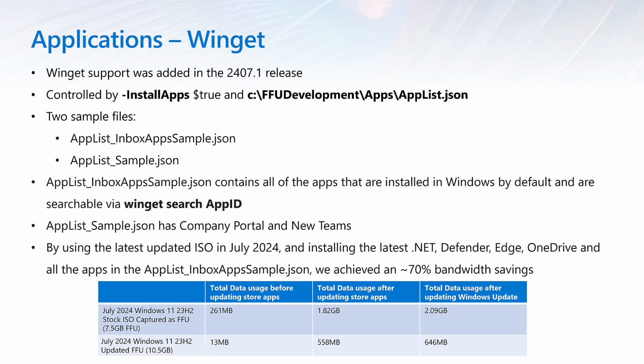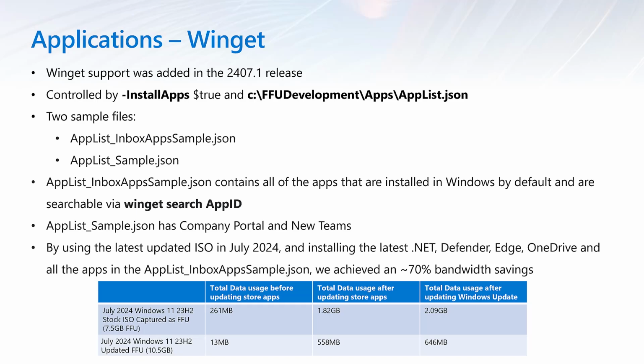And so what that looks like here is that in this table, on the left, we've got our July 2024 Windows 11 23H2 stock ISO captured as an FFU. So this was a 7.5 gig FFU when the capture was completed. It was installed to a VM. All we did was capture. We sysprepped it, we captured it as an FFU, and then we redeployed it later.